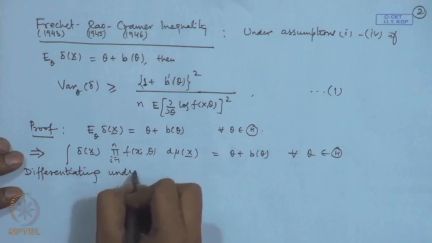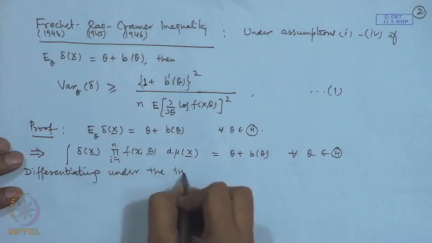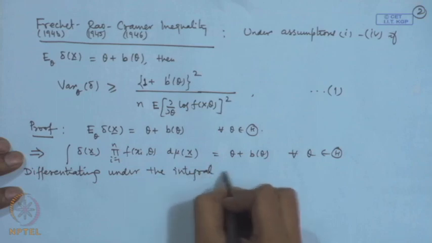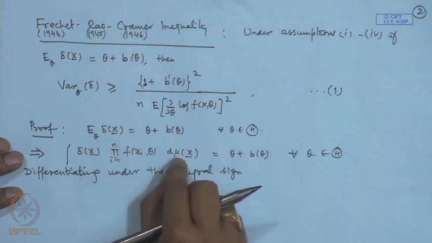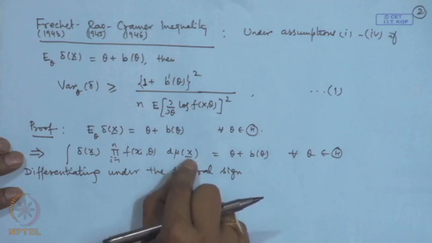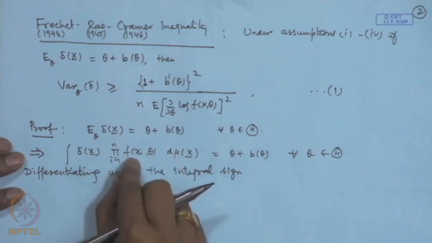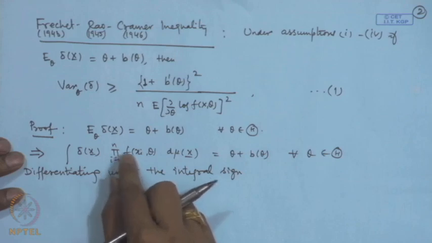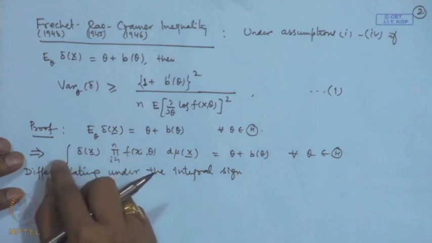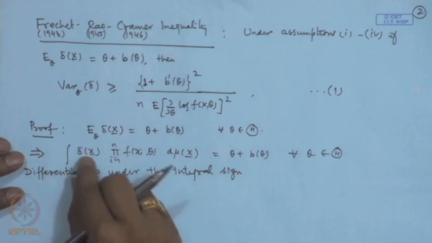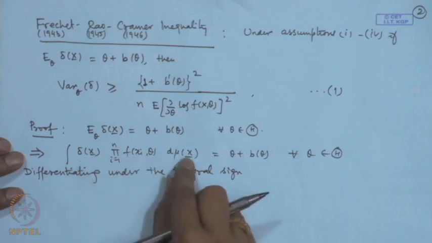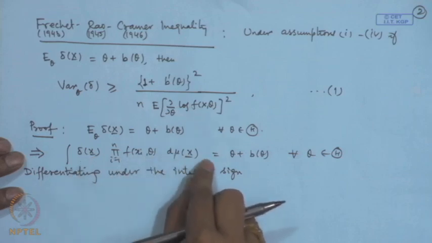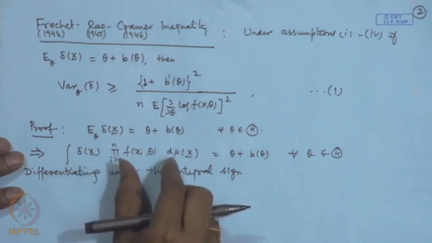Differentiating under the integral sign. Let me again emphasize that this integral is a generalized Lebesgue-Stieltjes integral. That means, if we are dealing with discrete distributions, then this will be replaced by the summation. So, this is the integral of delta x, the product of f of x i theta, d mu x 1, d mu x 2, ..., d mu x n. So, this is an n-fold integral.